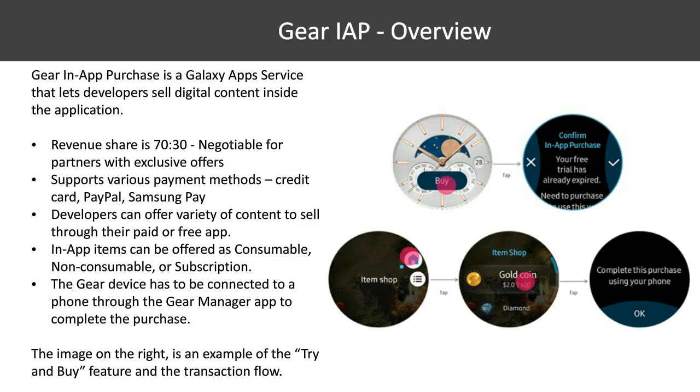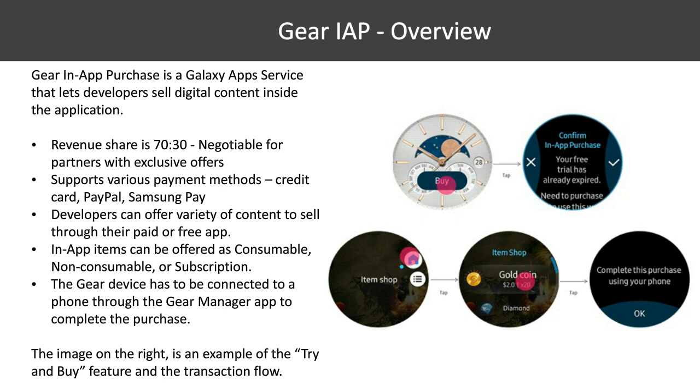Okay, now let's deep dive into the Gear in-app purchase functionality. So here is the overview. Gear in-app purchase is a Galaxy App service that lets developers sell digital content inside the application. The revenue share is 70-30 for third-party developers, but if you have a really good use case and a really good application, you can apply to become a partner with Samsung, and then the revenue share changes a little bit.